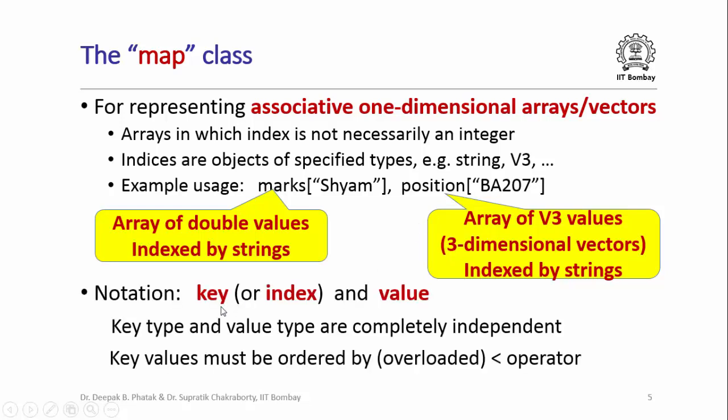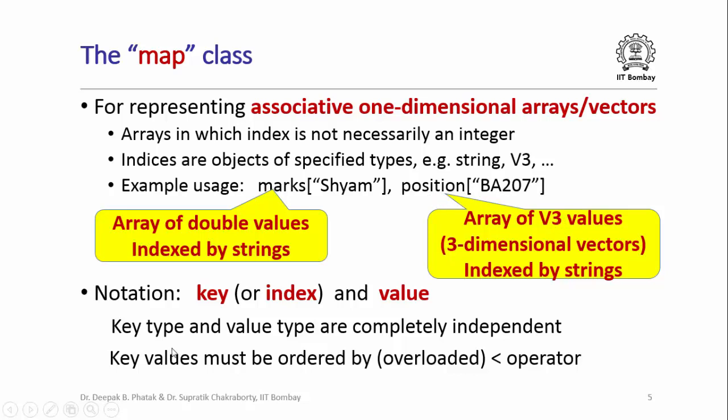Now, the notation that we are going to use when discussing associative arrays is that we are going to talk about the index also as a key, and then of course when I index the array by the key, I get a value. So for example, here Shyam is the index and marks indexed by Shyam would be the value. Similarly, BA207 is the index and the position indexed by BA207, which is an object of class v3, would be the value.